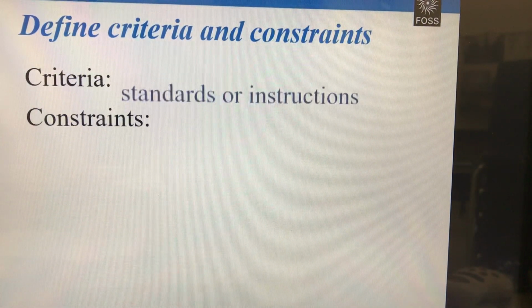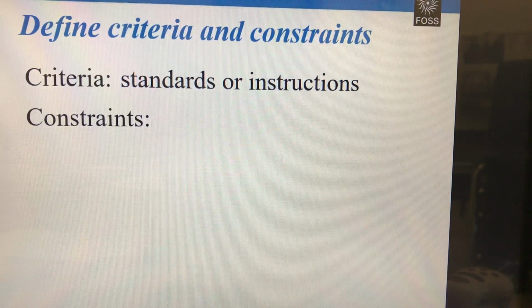So we wrote down these 2 definitions. Criteria, this is also on page 76, are standards or instructions. Constraints are limits. And I'm going to go fast. You can feel free to pause at any time to catch up on your writing.